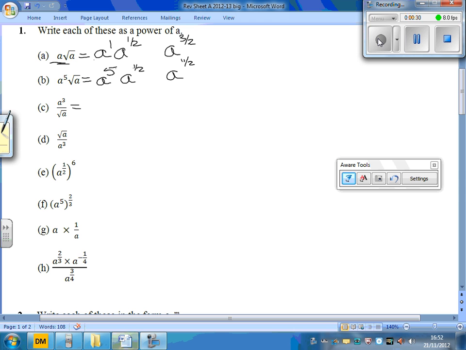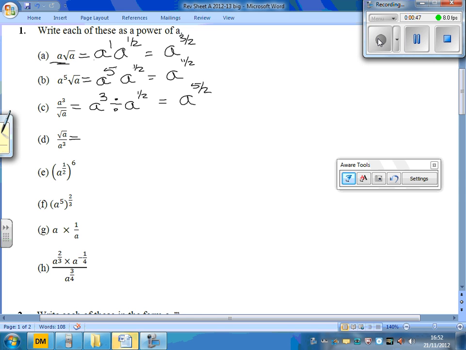This time we're going to do a divide here, so we've got a to the power of 3 divided by a to the power of a half. This time we're going down. 3 take away a half, 2 1/2, and we'll write that as 5 over 2.